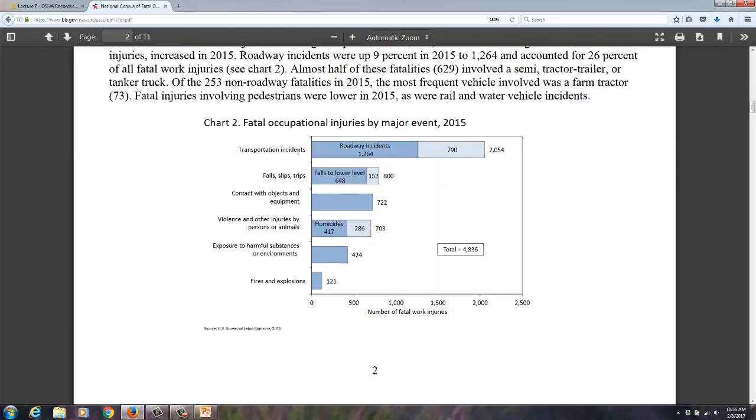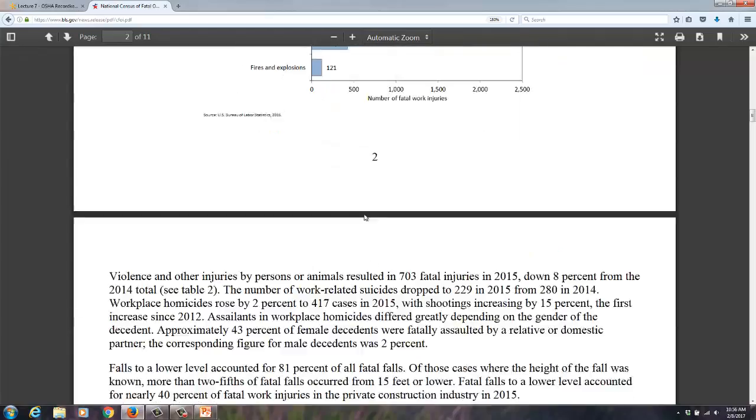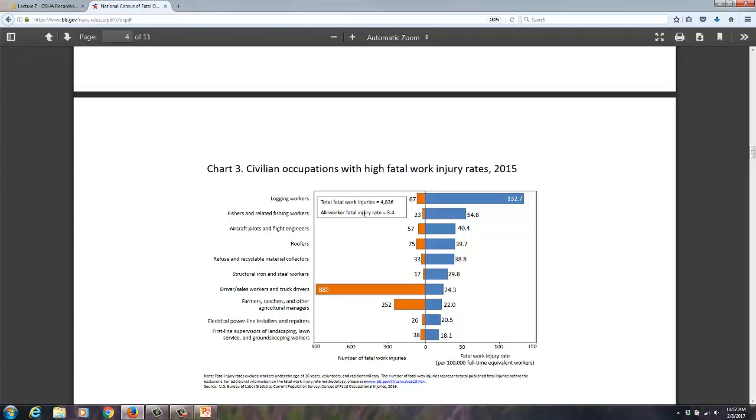So transportation incidents is the number one cause, but roadway incidents are the majority of that. Slips, trips, and falls: falls to a lower level is the greatest amount there. Third is contact with objects. Excuse me. So sometimes these switch around. See how close they are. So violence is a little bit down. And I think we're going to be able to determine why.